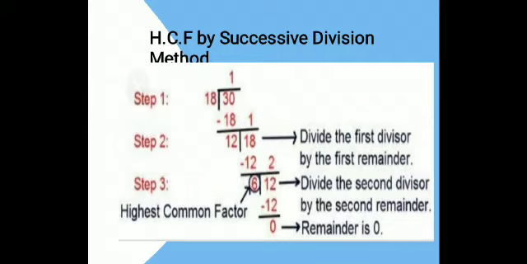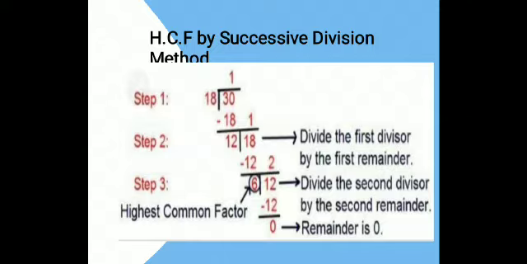We'll repeat these steps till we are getting the remainder 0. Now we'll divide 12 by 6. 6 2s are 12 and the remainder is 0. Now we have got the remainder 0, so we'll stop here. And the last divisor here is 6. So it means HCF of 18 and 30 is 6. So the last divisor will be the HCF of the given numbers.